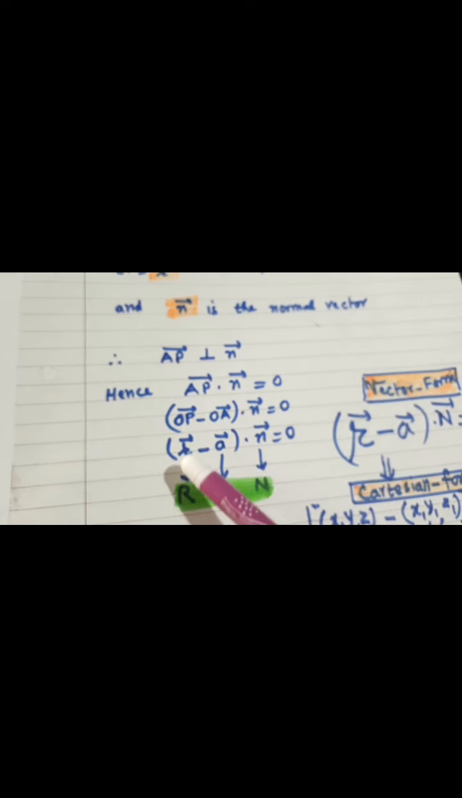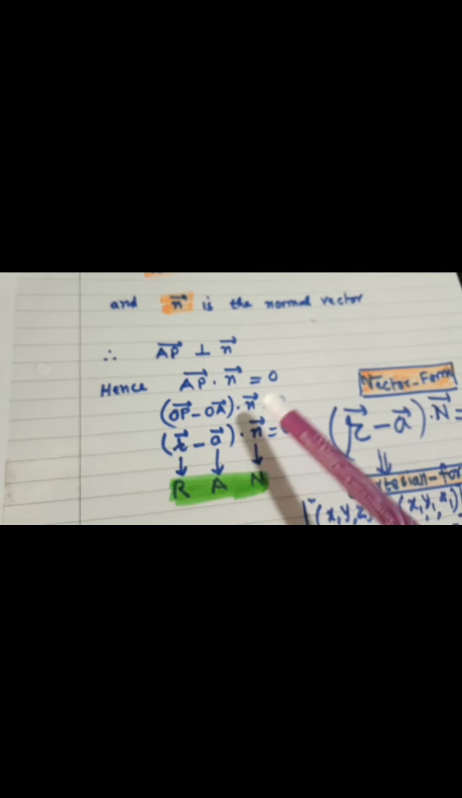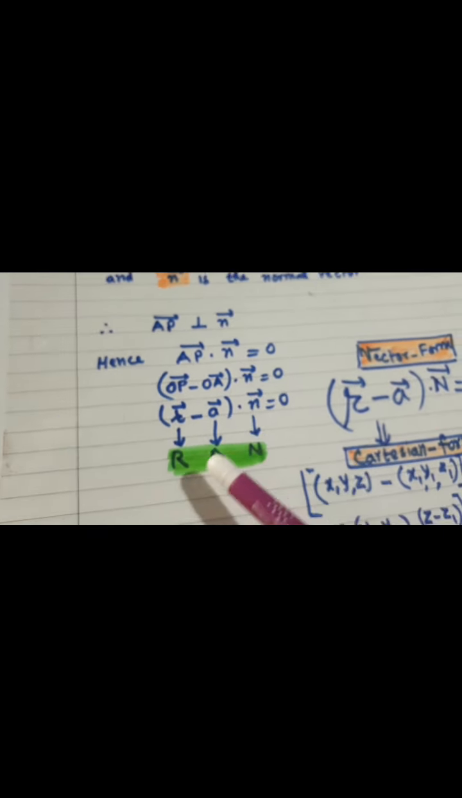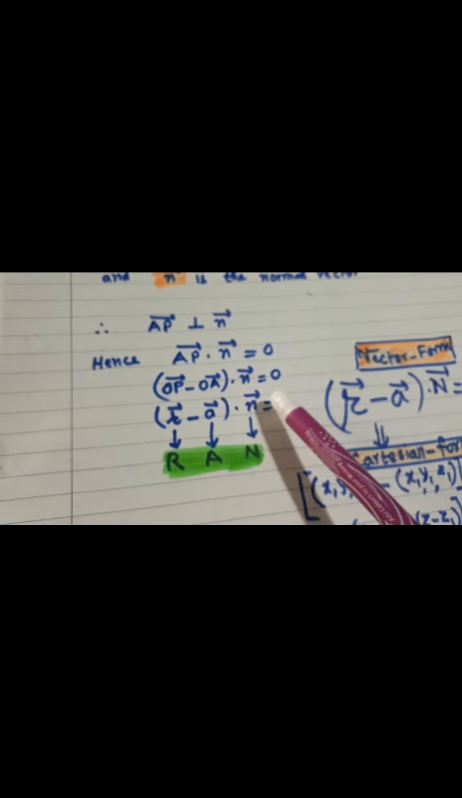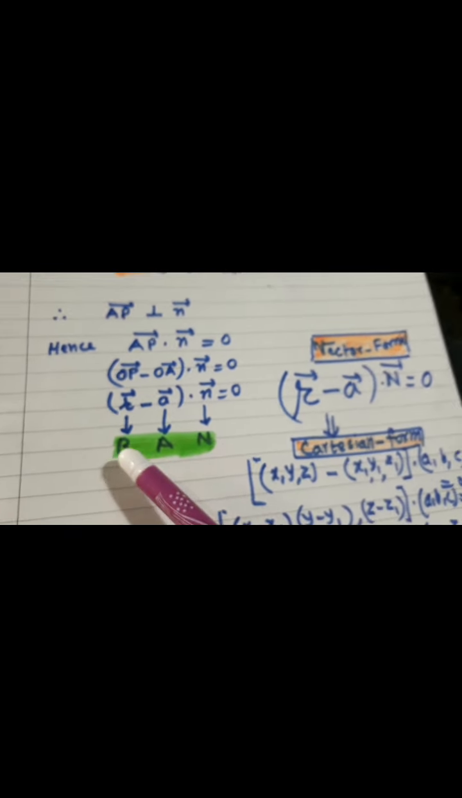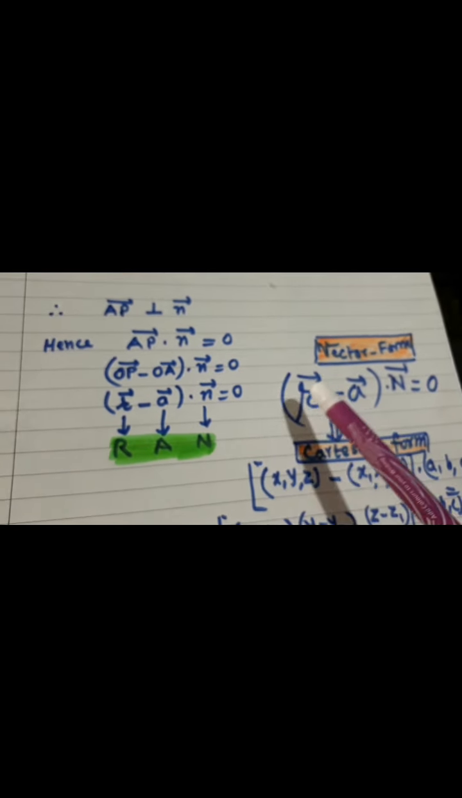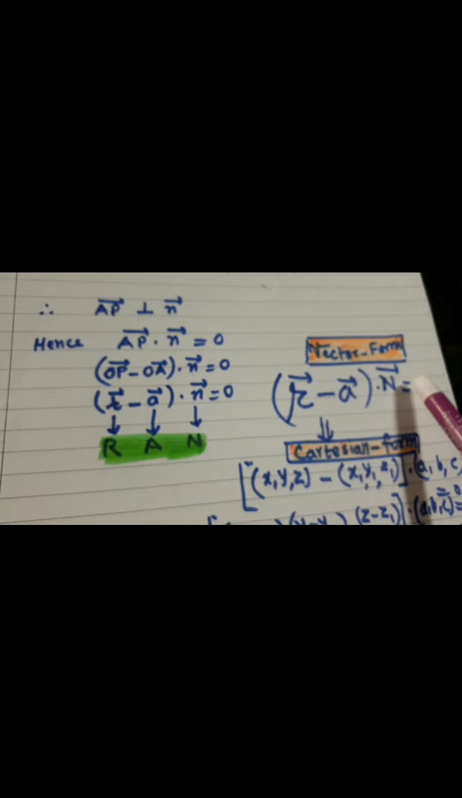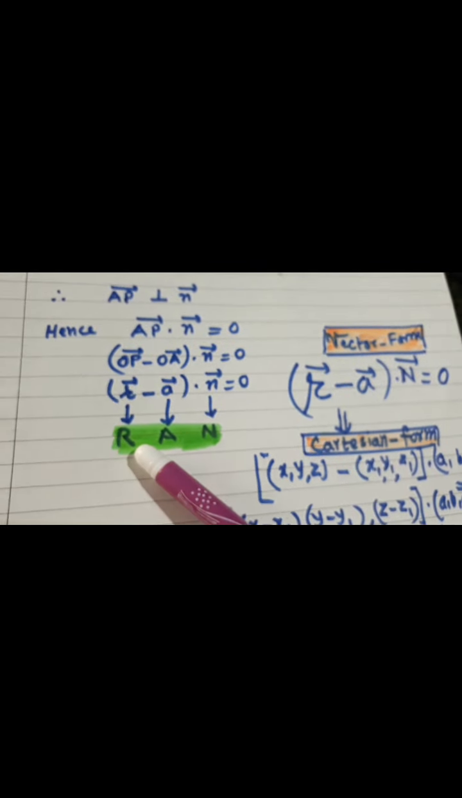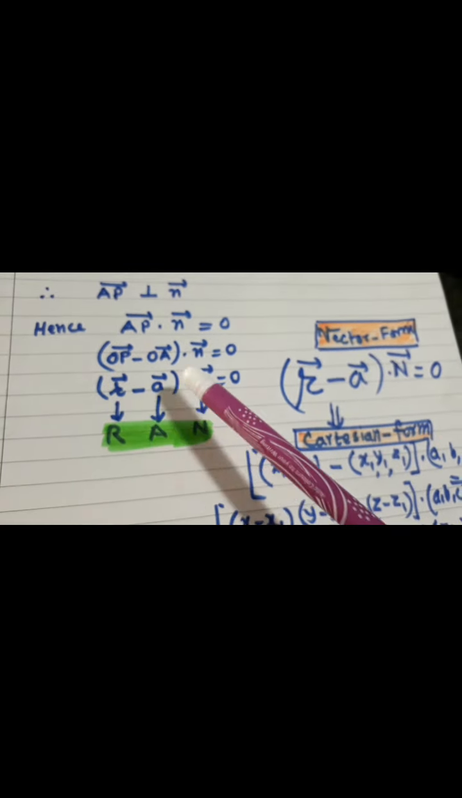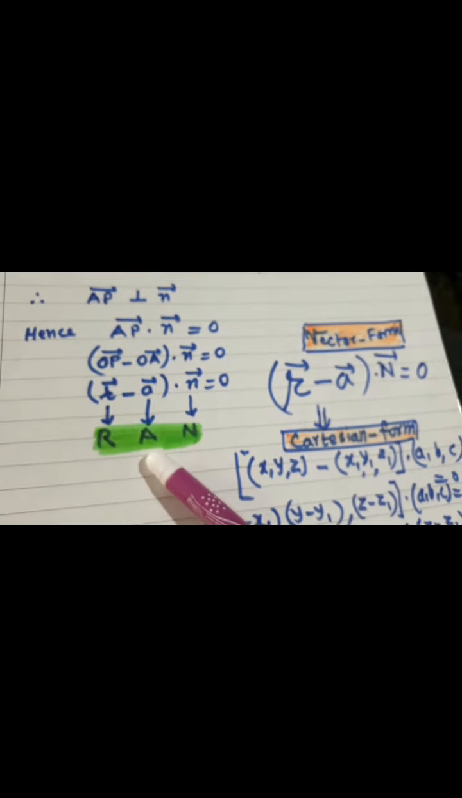So this is OP as r, OA as a, and the n vector is there. It becomes equal to 0. So the equation becomes (r minus a) dot n equal to 0. So that is r, a, and n.